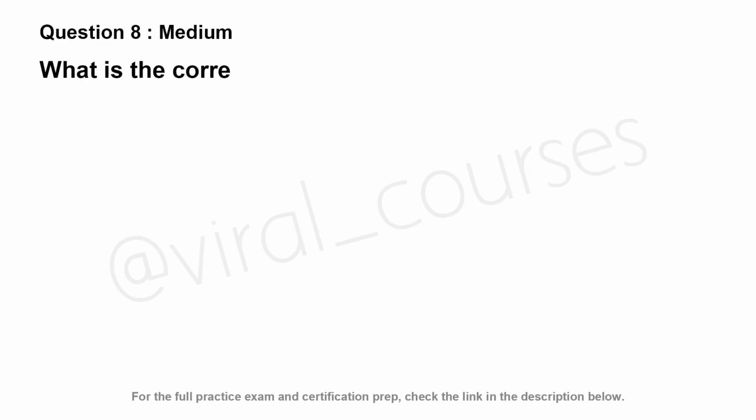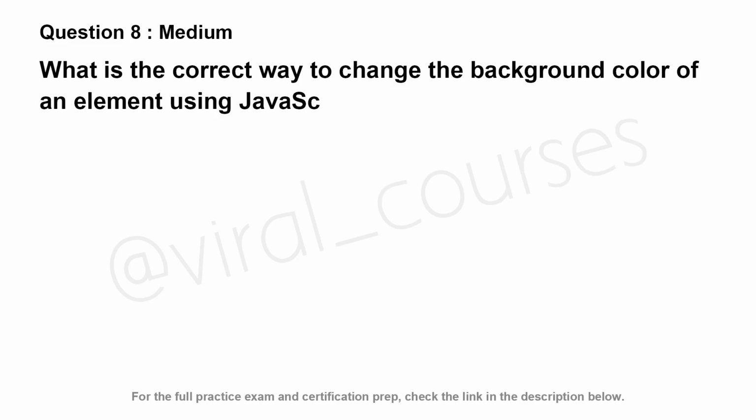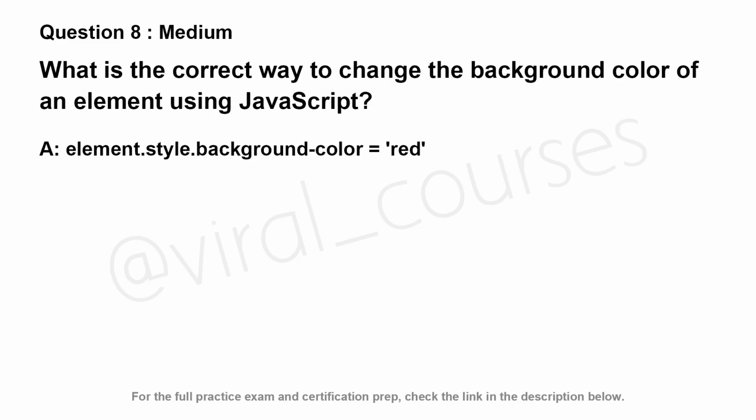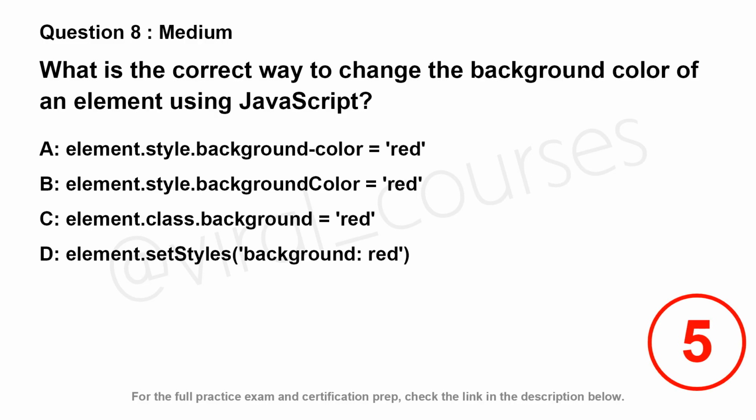What is the correct way to change the background color of an element using JavaScript? Option A. element.style.background-color = 'red'. Option B. element.style.backgroundColor = 'red'. Option C. element.class.background = 'red'. Option D. element.setStyles('background', 'red').